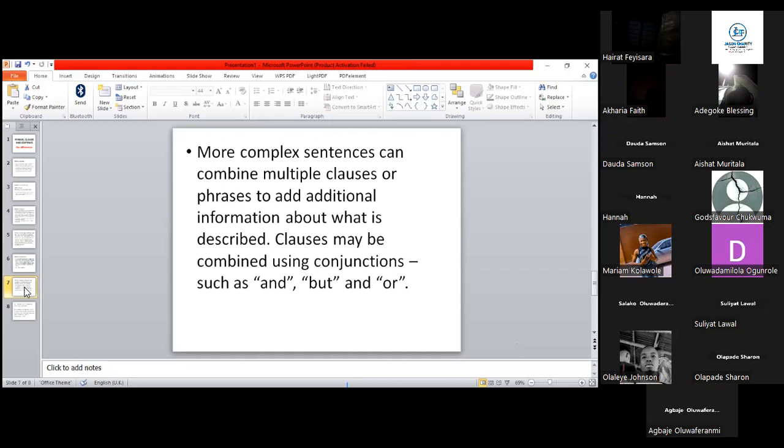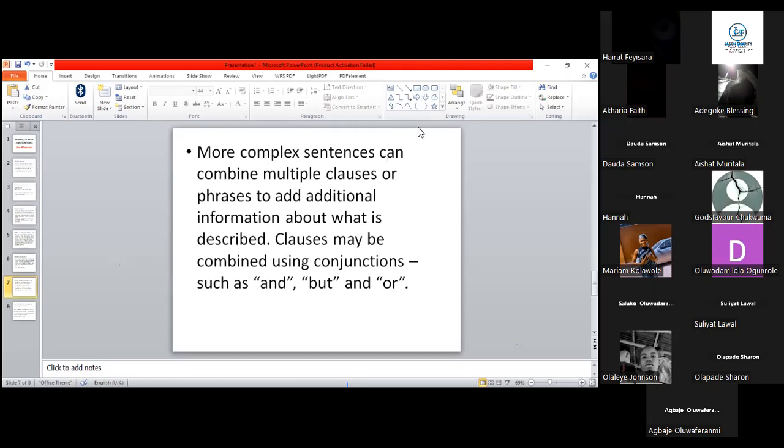So these are some of the examples. We have and, we have but, we have or, and so many other ones. What this is trying to tell us is that sometimes, for you to have a sentence, you may need a conjunction to join the clauses that you have in your sentence.